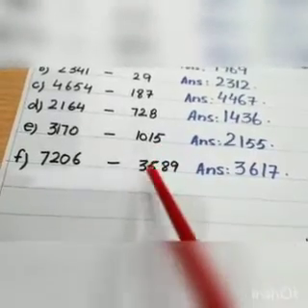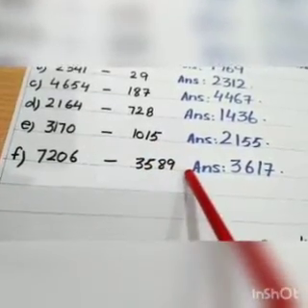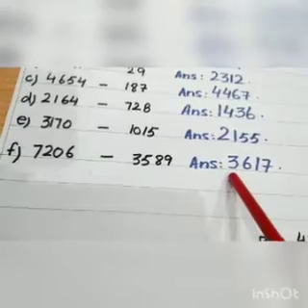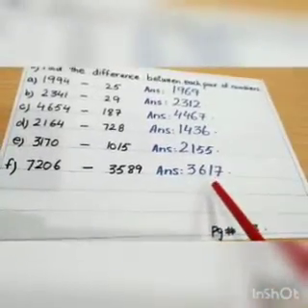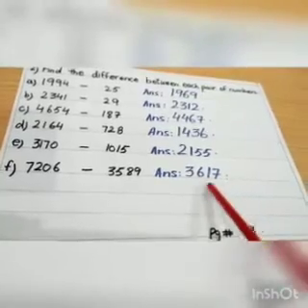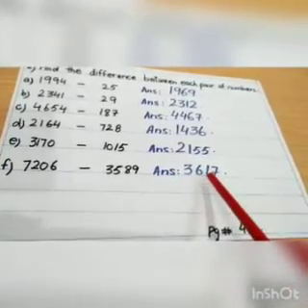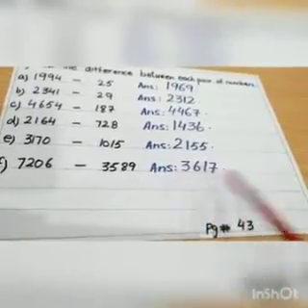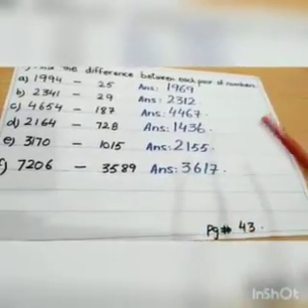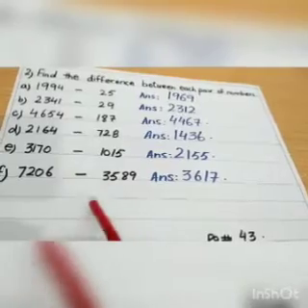7206 minus 3589 is equal to 3617. The answer is 3617. Okay, class, you have to write on your notebook. Okay, you write it on your notebook, this question.